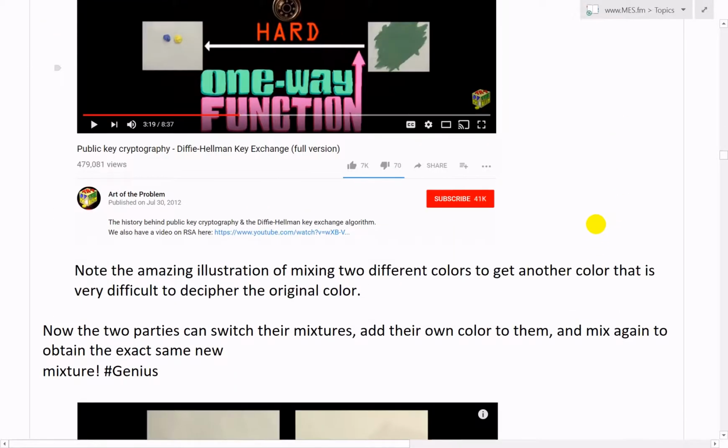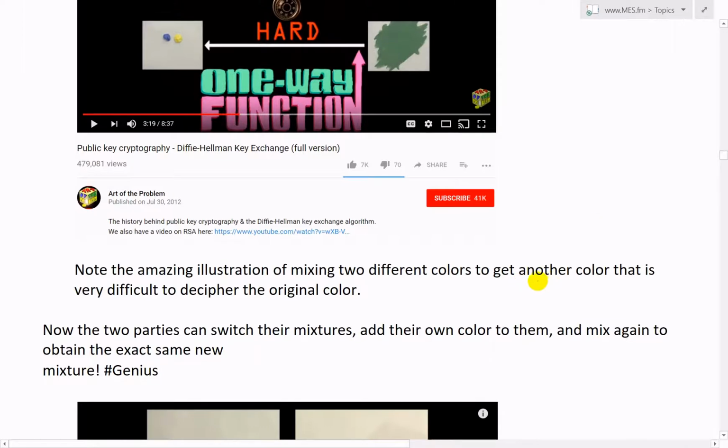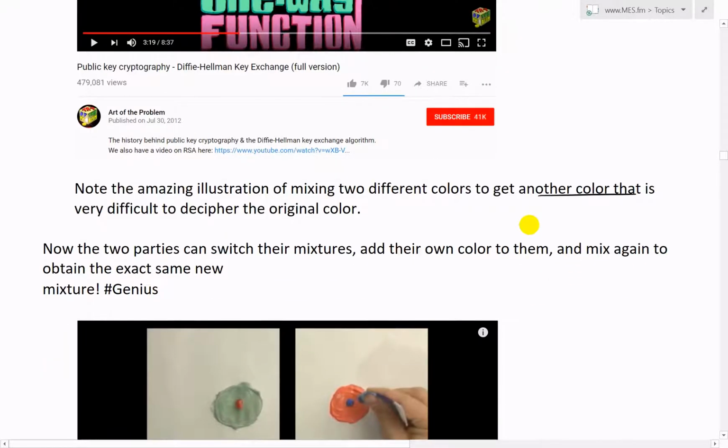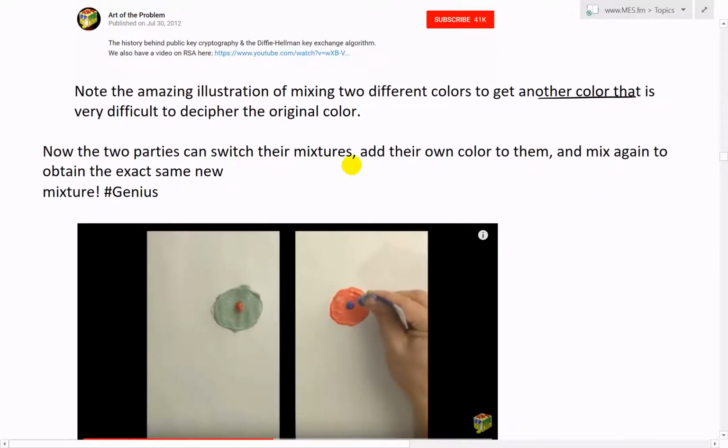So yeah, note the amazing illustration of mixing two different colors to get another color that is very difficult to decipher back into the original color. So now the parties can switch their mixtures, add their own color to them, and mix again to obtain the exact same mixture right here. Put this over there. Yeah, I just moved it over there.